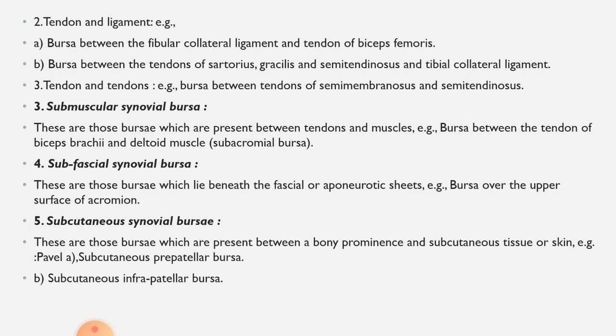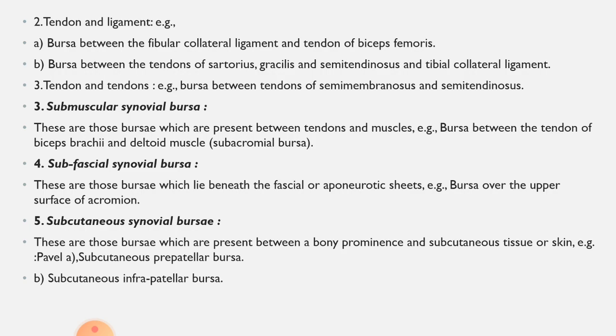The third type is the submuscular synovial bursa. These are those bursa which are present between the tendons and muscles, for example the bursa between the tendon of biceps brachii and the deltoid muscle. So these are the submuscular synovial bursa that can be found between the muscle and tendons, and we will see this in our next slide.